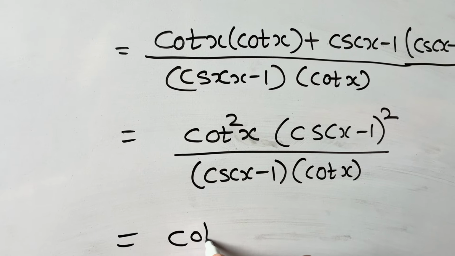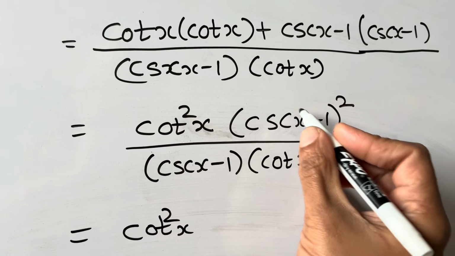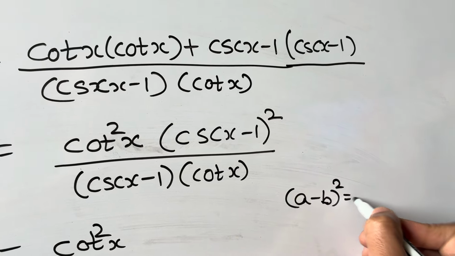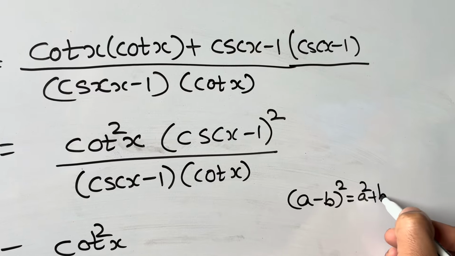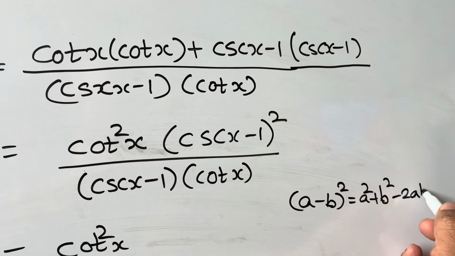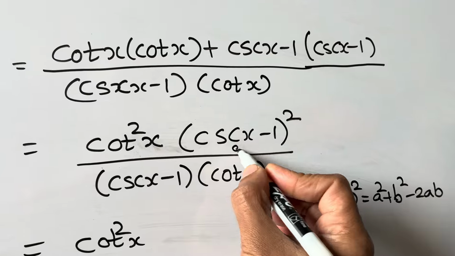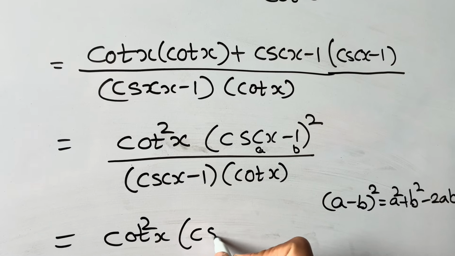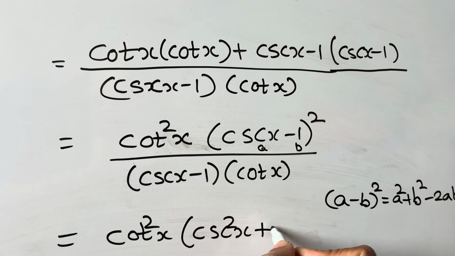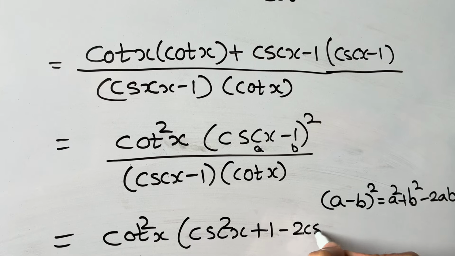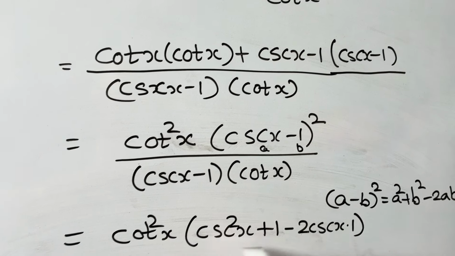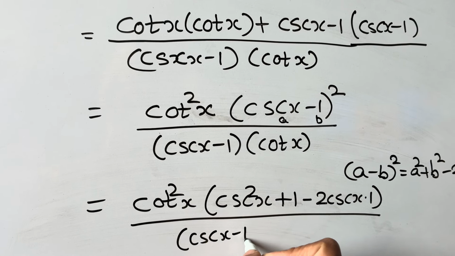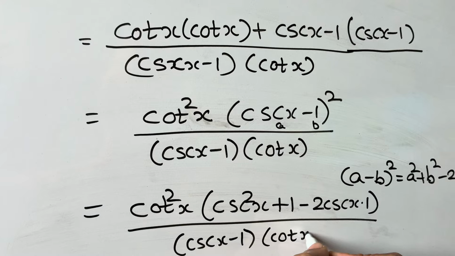So this becomes cot square x, and here I'm going to apply my formula of a minus b whole square is a square plus b square minus 2 times a and b. So for a here I have cosecant x, for b I have 1. So a square gives me cosecant square x, b square is 1, and minus 2 times cosecant x into 1, over the denominator, which is cosecant x minus 1 into cot x.